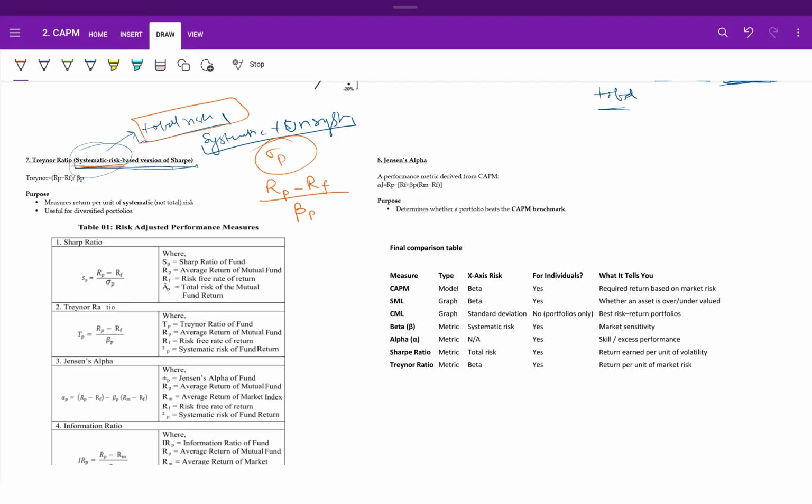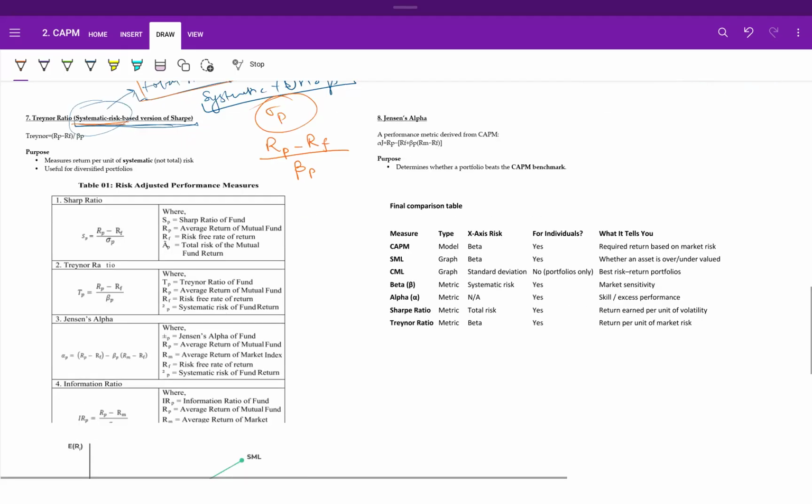There is a table for comparison here. The Sharpe ratio is about the total risk, standard deviation, as you can see here. The Treynor ratio is about the systematic risk part only. Jensen alpha, we will discuss in a moment. And this information ratio is not actually relevant to us as of now. We will discuss it in detail when we talk about a portfolio. So let's just eliminate this for now.